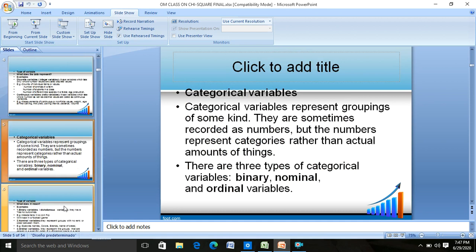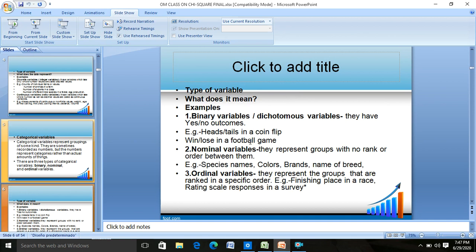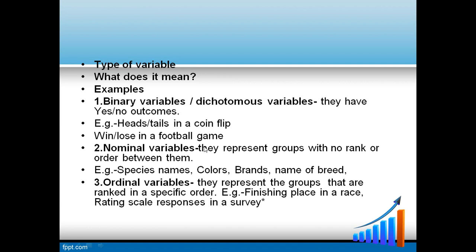You have already learned the types of quantitative variable. Now about categorical variables. The first one, the binary variable, has yes or no outcomes. Example, heads or tails in a coin flip, win or lose in a football game. The second one is the nominal variable. They represent groups with no rank or order between them: species name, colors, brands, name of the breed. And the third one is the ordinal variable. They represent groups that are ranked in a specific order. Example, the finishing place in a race, rating scale response in a survey.